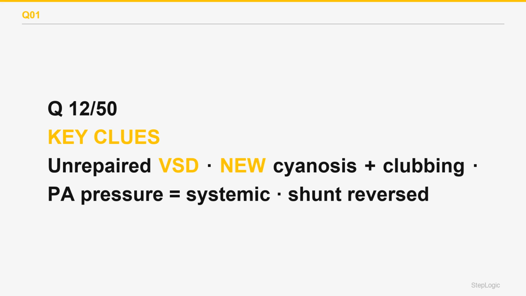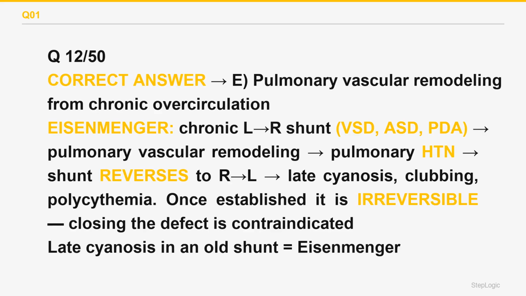Choice B would reduce the shunt and improve the patient rather than reverse the flow. The correct answer is E. The consequence that matters clinically is that this endpoint is a point of no return. Once the pulmonary vasculature is remodeled, surgically closing the defect removes the pressure relief pathway and precipitates acute right ventricular failure. So a shunt that was operable for years becomes inoperable, and transplantation becomes the only definitive option.